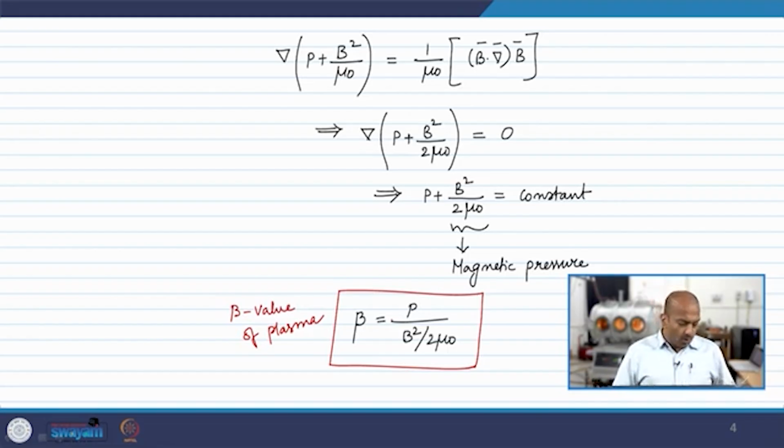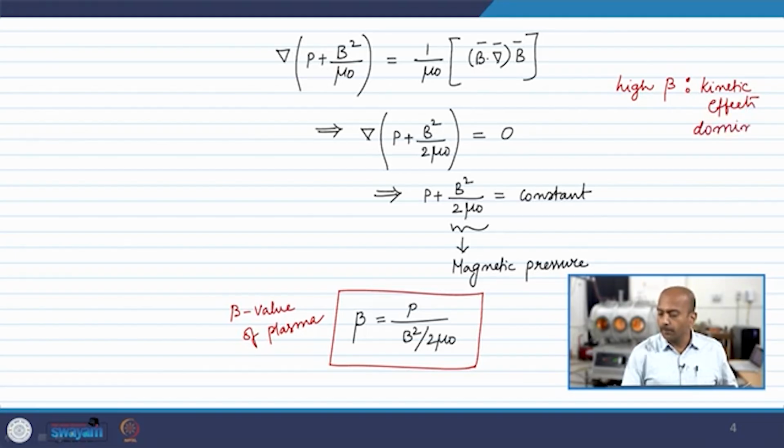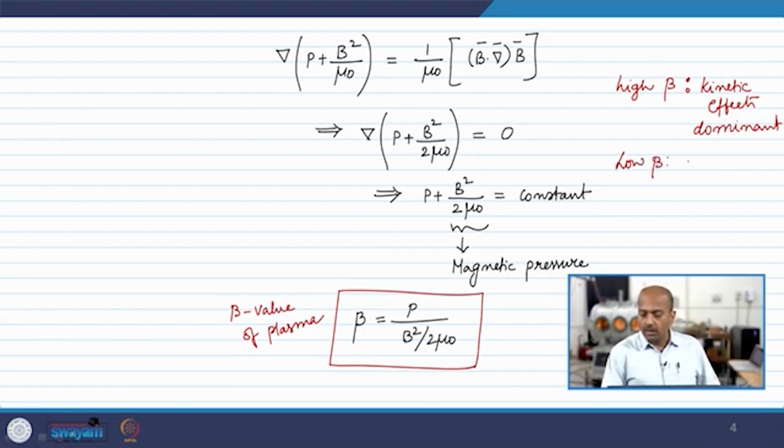It is generally seen that in low beta plasma, when beta value is very low, the magnetic effects will dominate, and in high beta plasma, the kinetic effects will dominate. So, in high beta, it is the kinetic effects which are dominant, and in low beta plasma, it is the magnetic effects which will dominate.